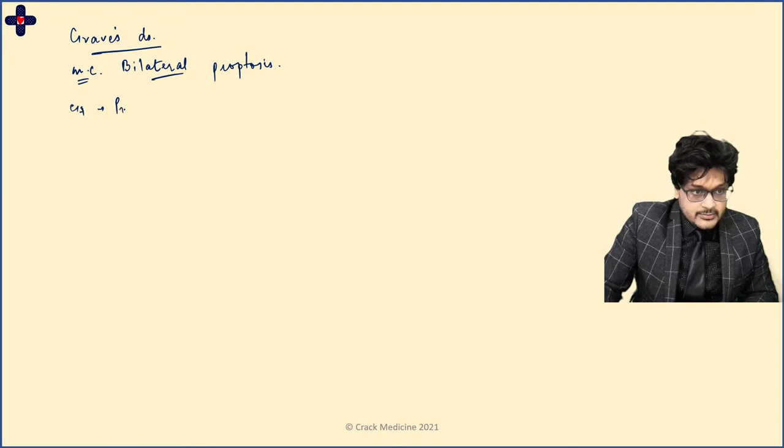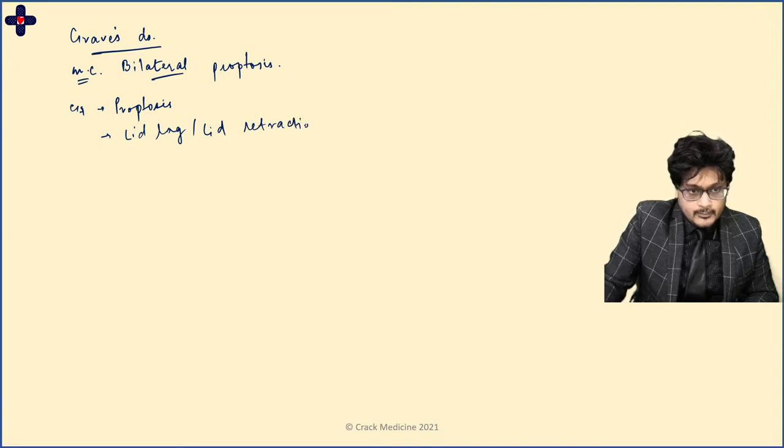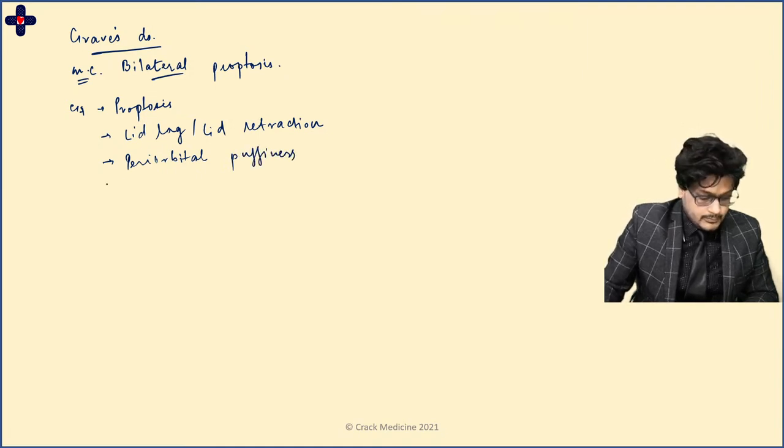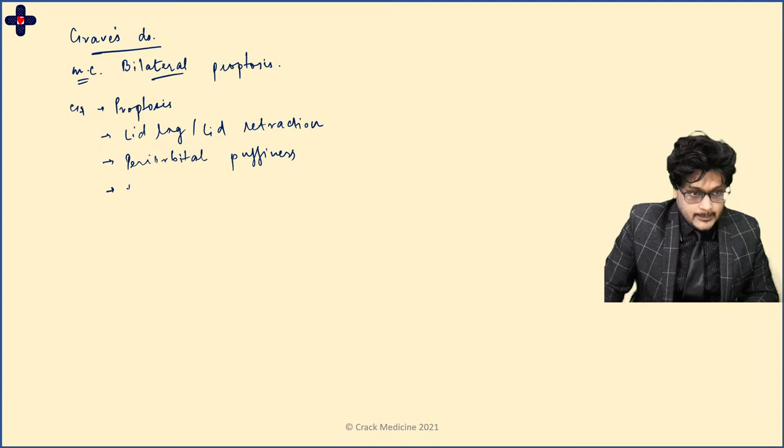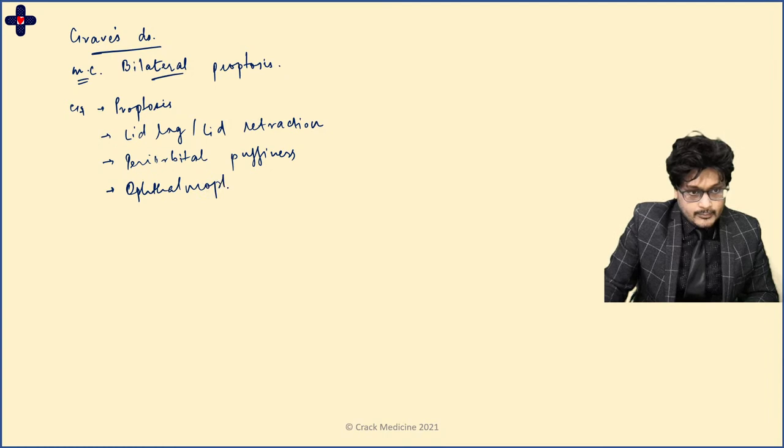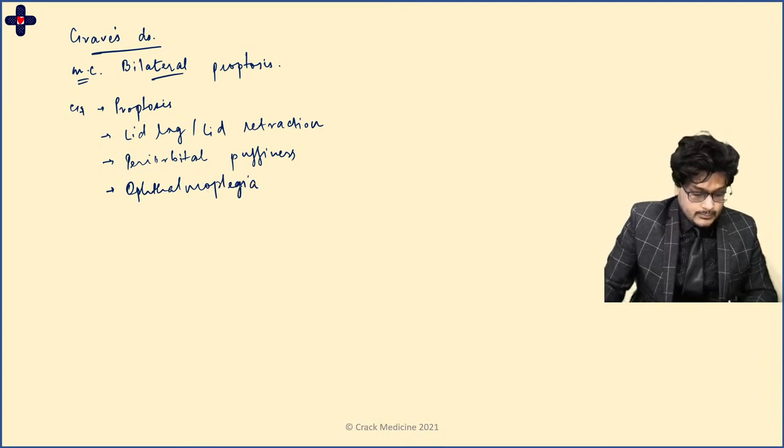So the clinical features will be proptosis, lid lag, lid retraction, periorbital puffiness, and ophthalmoplegia.